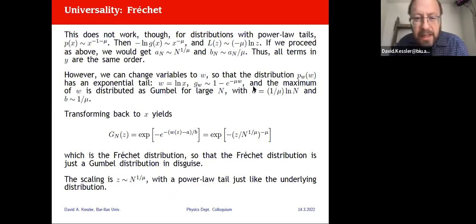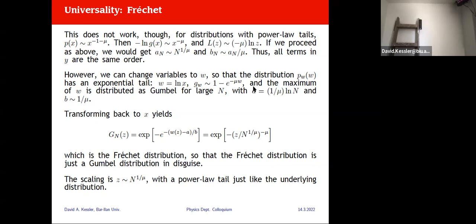Now, there are distributions for which this doesn't work. For example, things with power law tails. So you have that p, for example, is x to the minus 1 minus mu. Log of g is therefore x to the minus mu. L of z is minus mu log z. If you go through the exercise, you see that an is n to the 1 over mu, and bn is an over mu. Mu is a number, 1, 2, 3, 4, 5, 6. And therefore, B and A are the exact same size, and you can't stop. So this extension doesn't work.